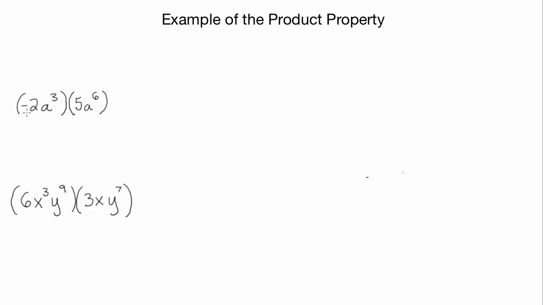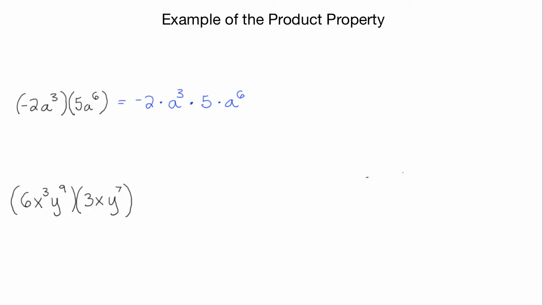We've got negative 2a to the third power, all multiplied by 5a to the sixth power. So let's write this in expanded form and let's think about what we have going on here. So I've got negative 2 times a to the third, and in multiplication, I don't need the parentheses, so I'm going to put multiplied by 5 times a to the sixth.